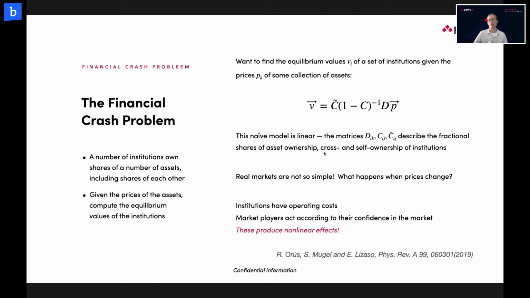This is very straightforward. Of course, this doesn't represent what real markets do. Real markets are not so simple. What happens when prices change? So these institutions, of course, have operating costs, so their value can't drop below some number. And then, of course, market players act according to their confidence in the market. What we've seen in historical market crashes is that people lose confidence. And when people lose confidence, they sell all of their holdings and institutions crash. So these are nonlinear effects that are not accounted for in this equation. We need to add them in.